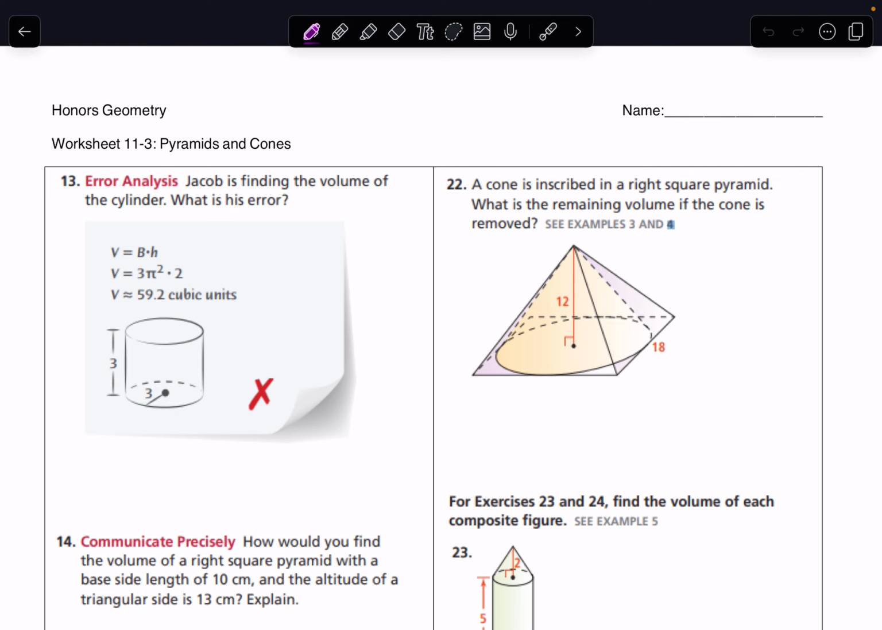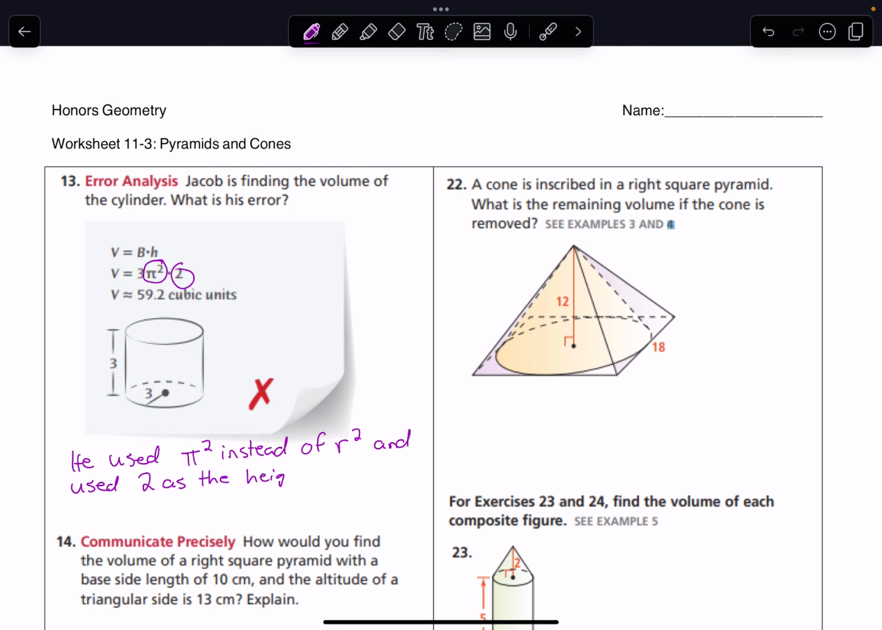So 13, Jacob is finding the volume of the cylinder. What is his error? Well, when he was finding the volume of the cylinder, he accidentally used pi squared instead of r squared. And then he also used 2 as the height instead of 3. So 2 mistakes. He used pi squared instead of r squared and used 2 as the height. So that's one big thing.